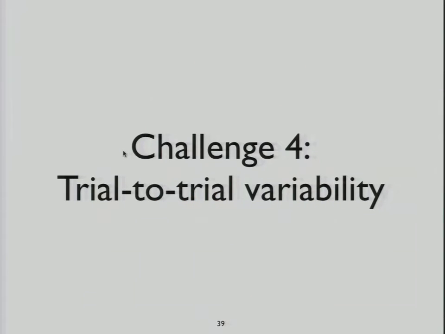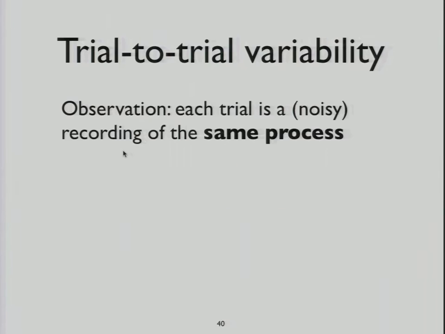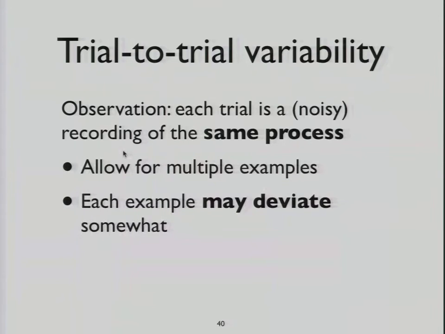The fourth challenge is that there's a lot of trial-to-trial variability. The observation we use to deal with this is the fact that although each time we view the MEG data, it looks different, what we're actually observing is some true core brain activation associated with the idea of thinking of a word. And each one of these trials is some variation from that true process. So we need our model to allow for multiple examples. In addition, we need the flexibility to allow each one of these examples to deviate somewhat from the true processes of the brain activation.